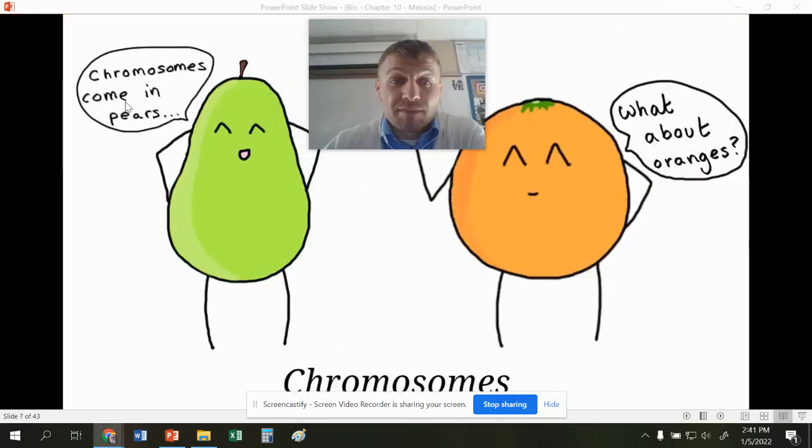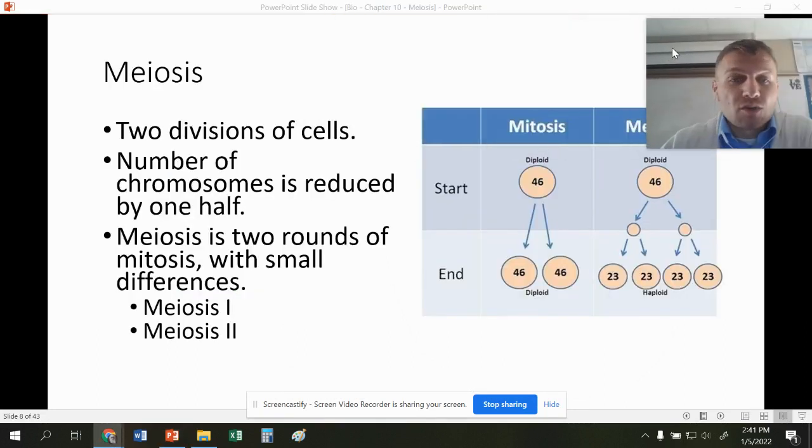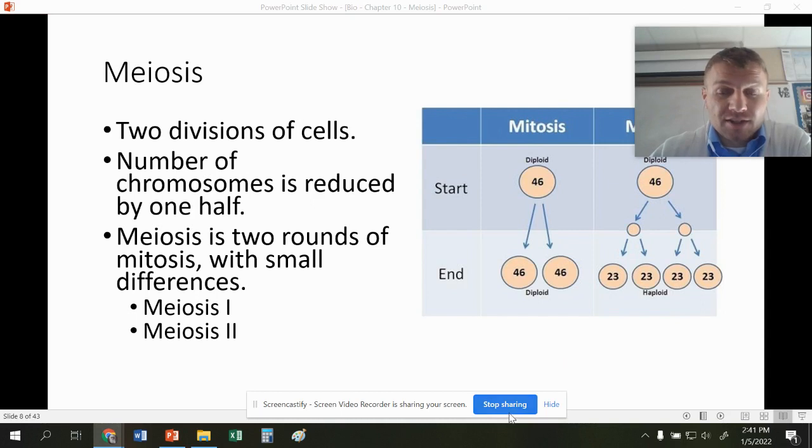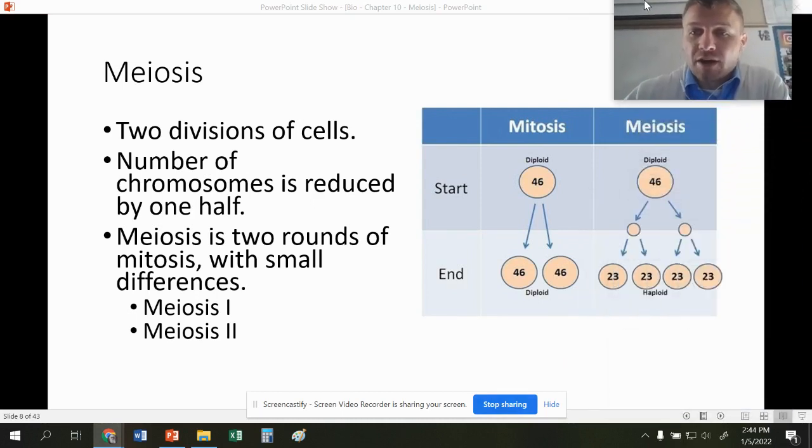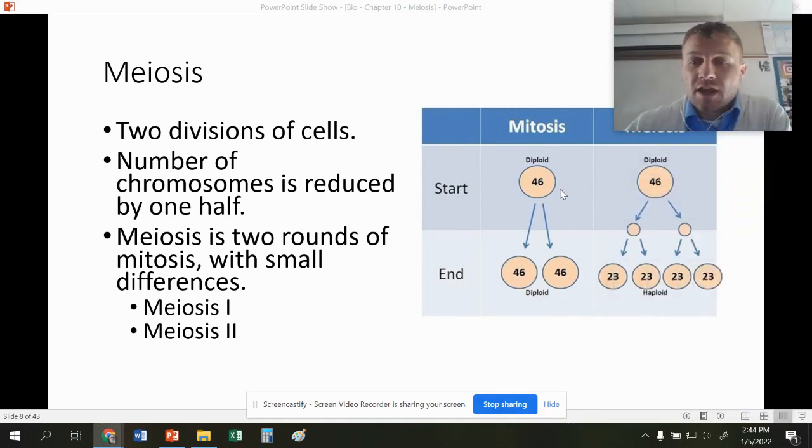Remember that chromosomes come in pairs, but what about oranges? All right, so let's get into mitosis versus meiosis. With mitosis versus meiosis, I always like to go back to mitosis first. In both mitosis and meiosis, we start out with a diploid cell. You can see we have 46 chromosomes, like I just mentioned, in that diploid cell.